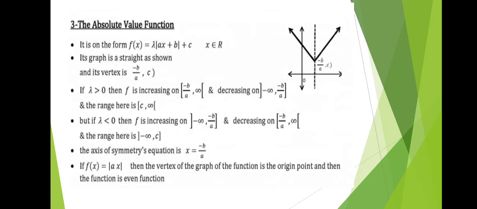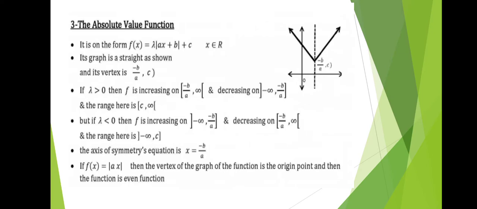If lambda is smaller than 0, then the function is increasing on negative infinity till negative b over a closed, and decreasing on negative b over a and positive infinity, and its range will be negative infinity till c closed. The axis of symmetry has the equation x equals negative b over a. If f of x equals absolute value of ax, then the vertex of the graph of this function is the origin point, and then the function is an even function.